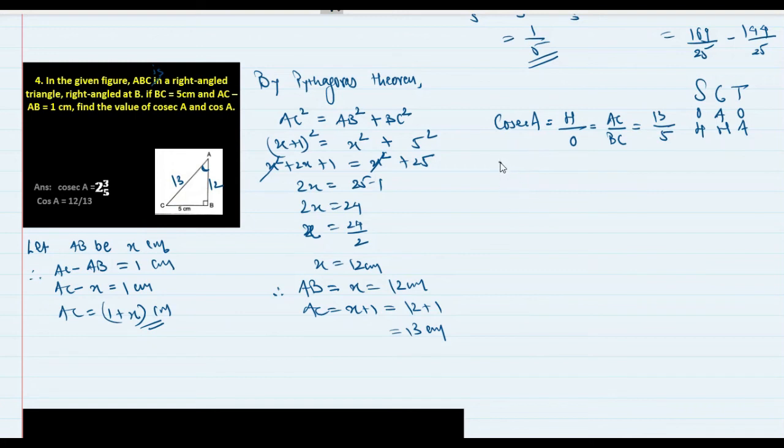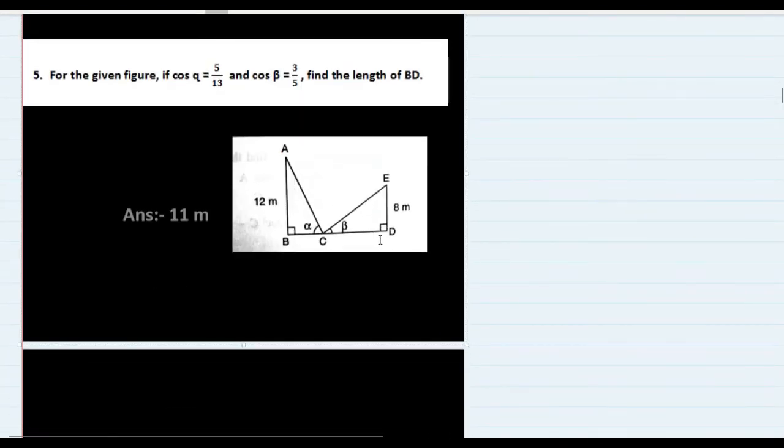What about cos A? Cos A is adjacent upon hypotenuse. Adjacent to angle A is AB and hypotenuse is AC. So that is 12 by 13. So we got 13 by 5 and 12 by 13 as the value of cosec A and cos A. 13 by 5 has been converted into mixed fraction over here, 2 3 by 5, which is no problem. So this is how you solve this question. Very easy. Let's go to the next question.